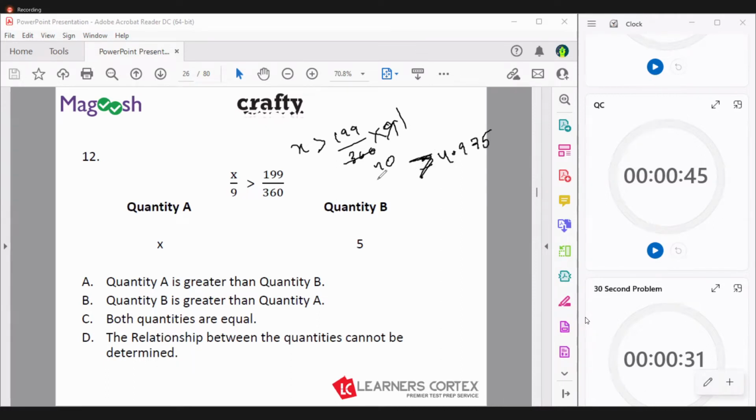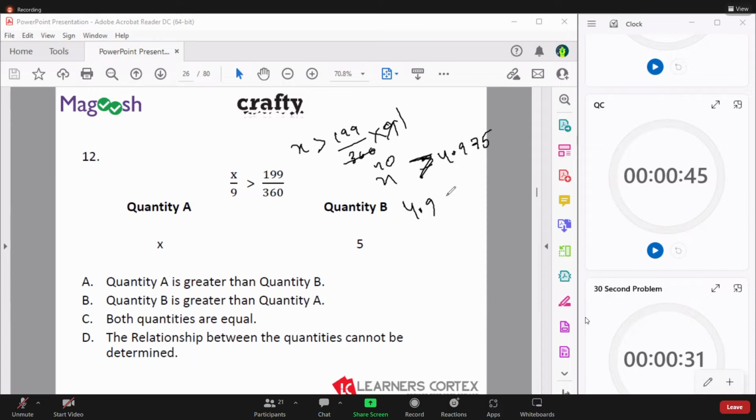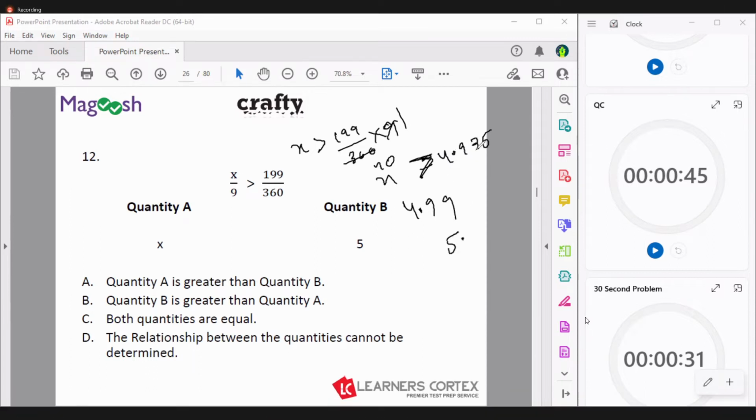Right, great. So we can't determine, it can be less also, it can be more than 5 also, because there are many numbers between 4.975 and 5. Since x can be 4.99, x can be 4.9, x can be 5, x can be any. Unless it is given in the question that x belongs to a certain set of numbers.